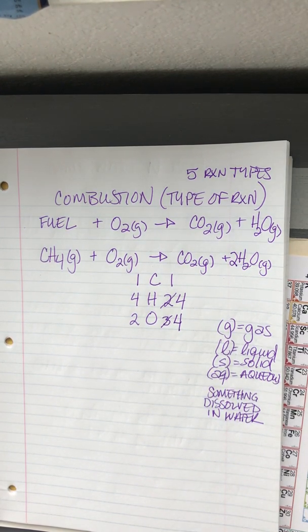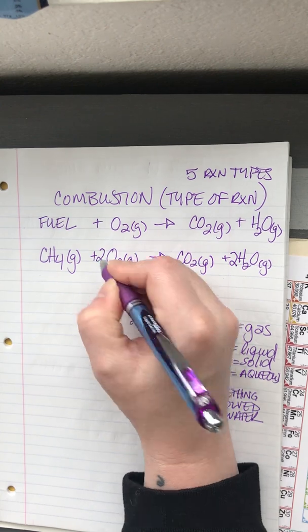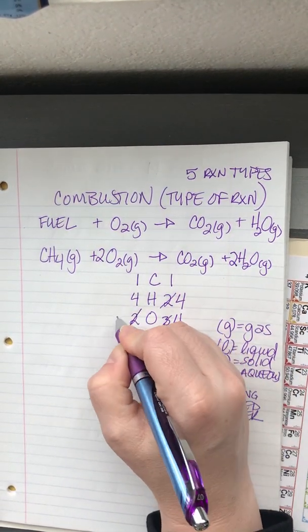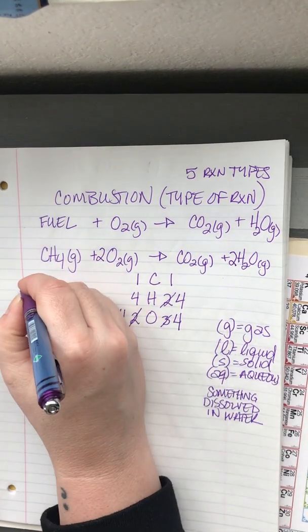Everybody all right with me? Yeah. So now my hydrogens and my carbons are balanced, but not my oxygen. So what can I do to the reactant side to balance the oxygens? Add a 2 in front of the oxygen. Exactly right. So if I put a 2 in front of the oxygen gas here, now I have 4 oxygens, and I'm balanced.